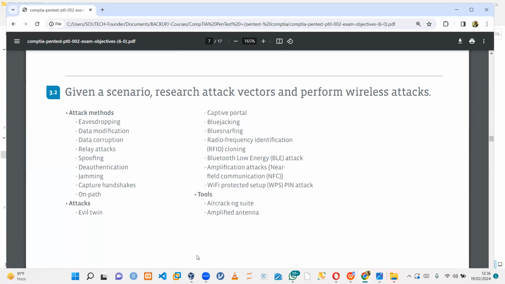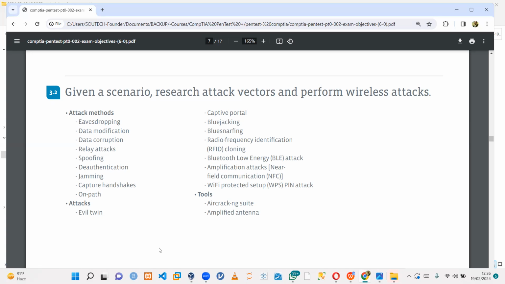Then we have talked about networks. Let's talk about wireless. A pen tester should have some knowledge about different types of attacks, different types of domains, different types of assets, and how to conduct pen testing, especially for wireless, for network, for cloud, for web, and for systems. Now here we're looking at attack methods.